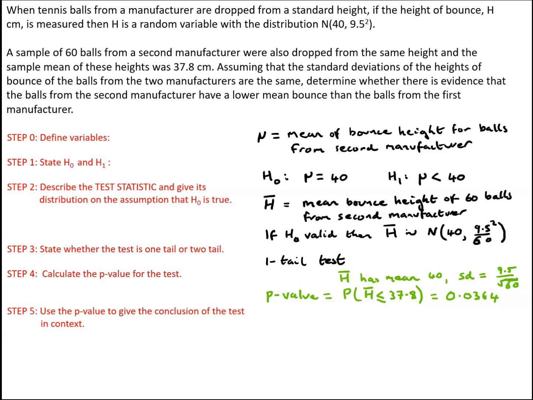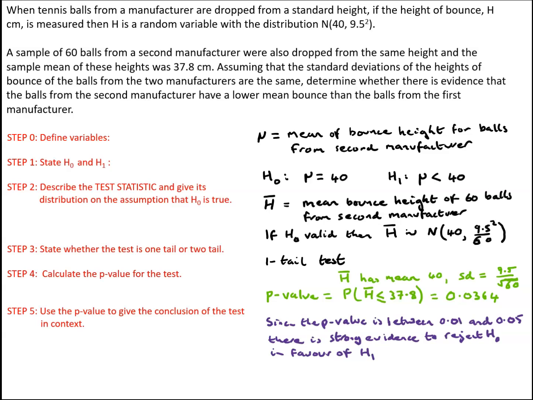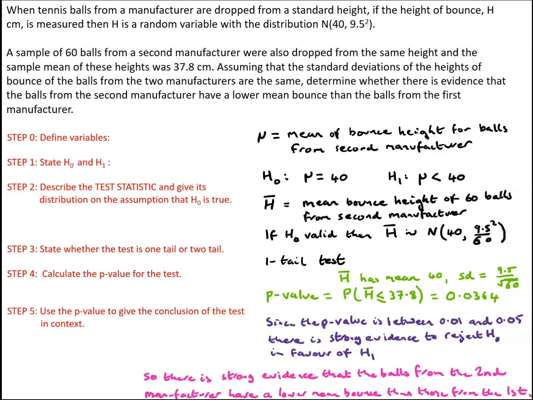And we can now use this p-value to give the conclusion of the test in context. Since the p-value is bigger than 0.01 but smaller than 0.05, we can say that there is strong evidence to reject the null hypothesis in favour of the alternative hypothesis. In other words, we are saying that there is strong evidence that the balls from the second manufacturer have a lower mean bounce than those from the first manufacturer.